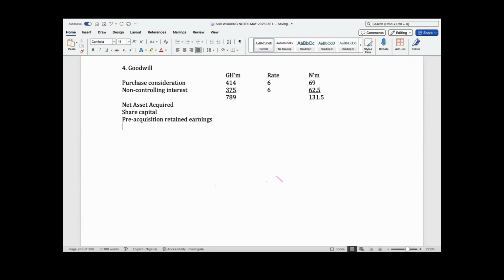I will do pre-acquisition retained earnings. Then I will do that land, that fair value surplus for that land. Then whatever it is, I'll get the balancing figure. I'll get that as the balancing figure.